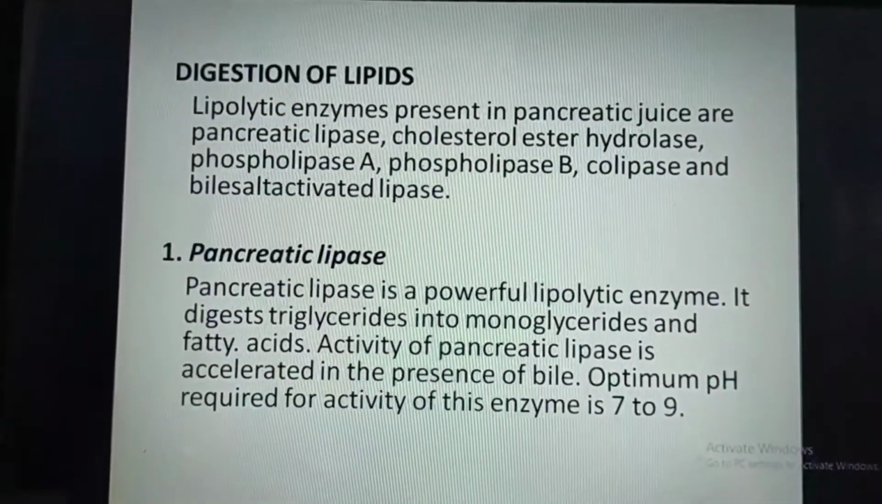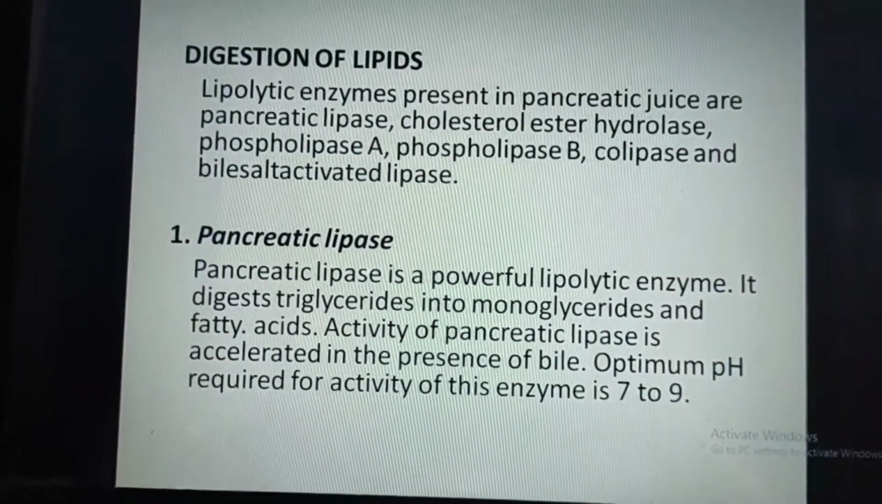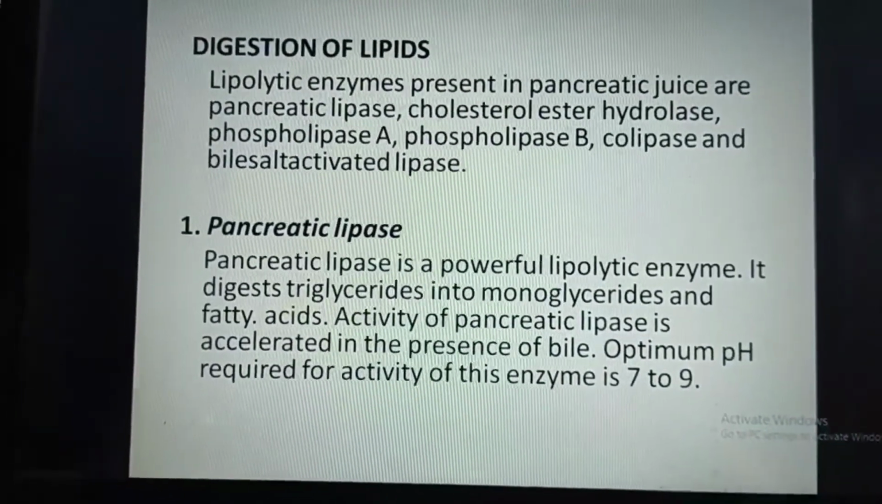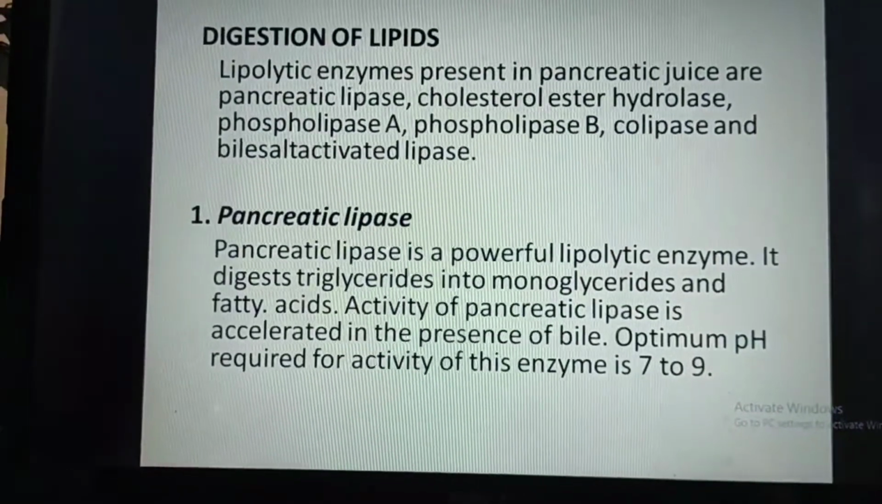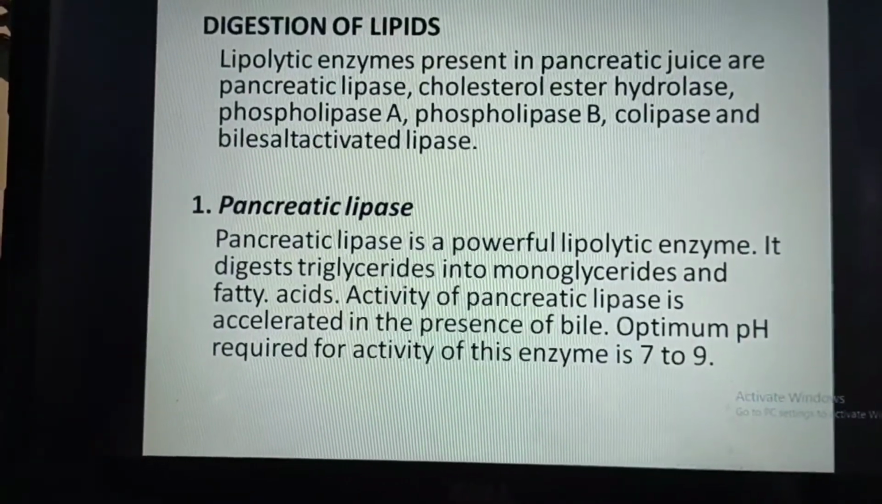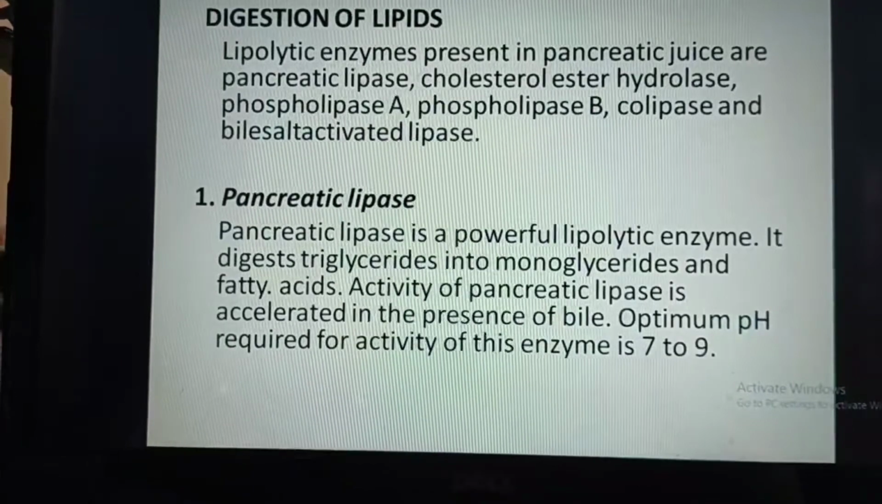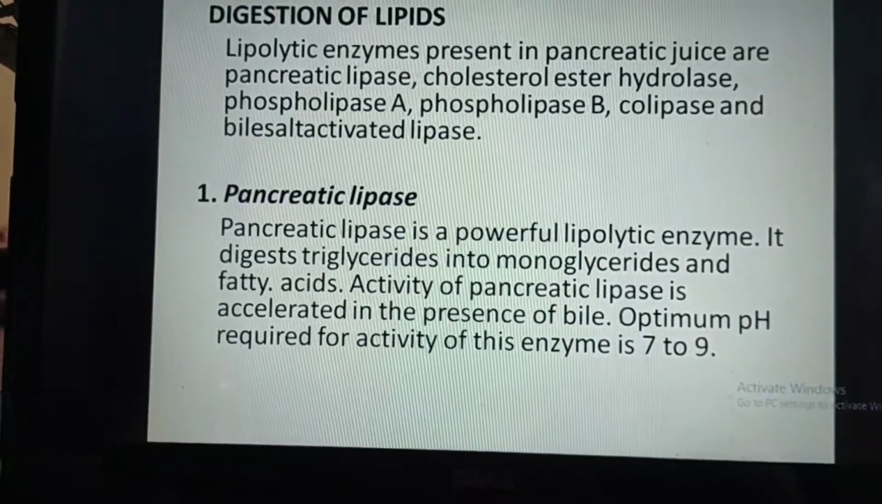Digestion of lipids. Lipolytic enzymes present in pancreatic juice are pancreatic lipase, cholesterol ester hydrolase, phospholipase A, phospholipase B, colipase, and bile salt activated lipase.